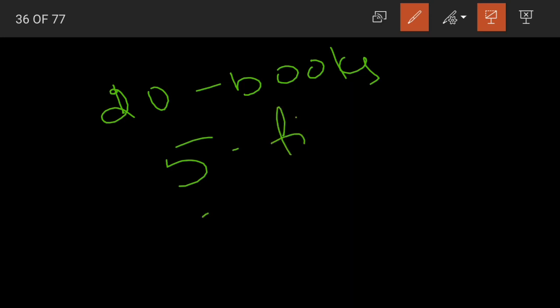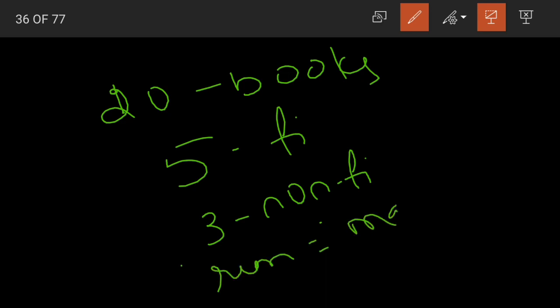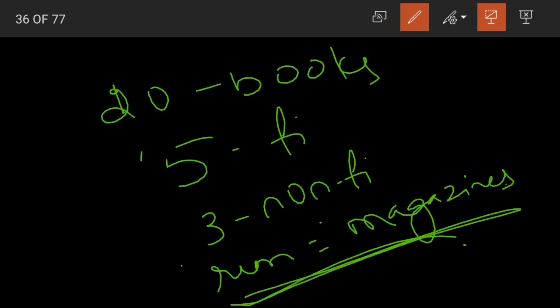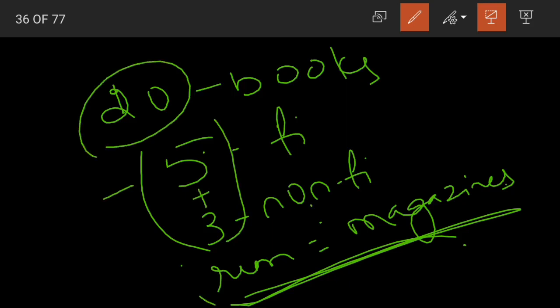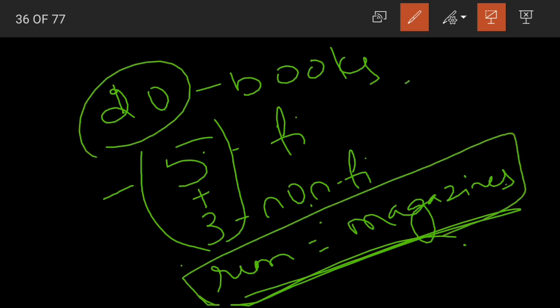See, suppose there are 20 books in a library, of which 5 are fiction. Fiction means what, children? Imaginary. Okay, they are not real, based on imaginary stories. And 3 are non-fictions. That means they are based on real stories. Now the remaining whatever we are having, they are magazines. Okay, magazines. Now how do you find out this remaining? See, 5 plus 3. Add these fiction and non-fiction together. Then when you subtract the sum from the total number of books, you will get the remaining, that is the number of magazines.